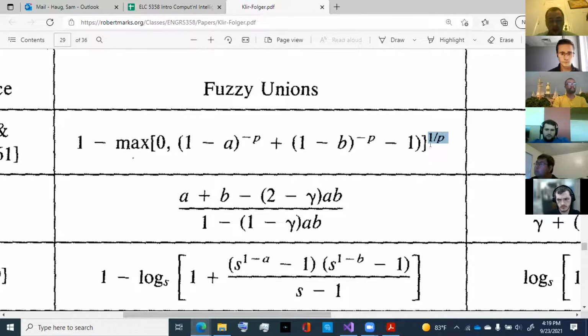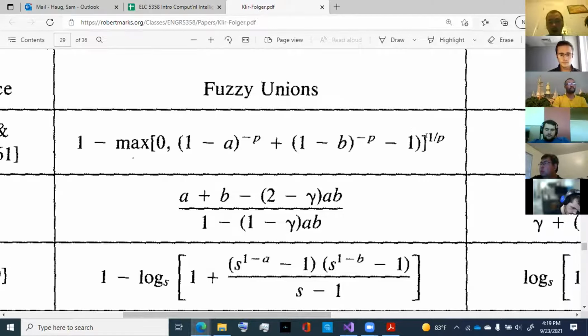it is not. So for values of 0.5 and 0.5 and a p-value of 2, what would you get? You'd get 0.5 to the negative 2, so that's 4, then plus 0.5 to the negative 2, which is 8, minus 1 is 7, to the 1/2 power, so you get the square root of 7, and not a value between 0 and 1. I see. So we probably have a typo there. Right. So I think if this was a negative, it might behave better.